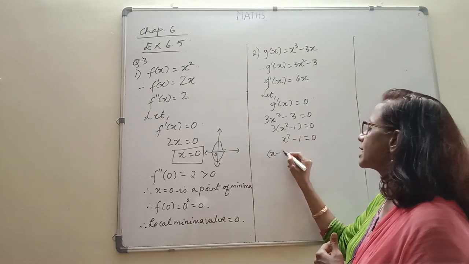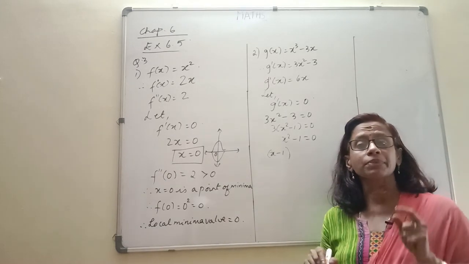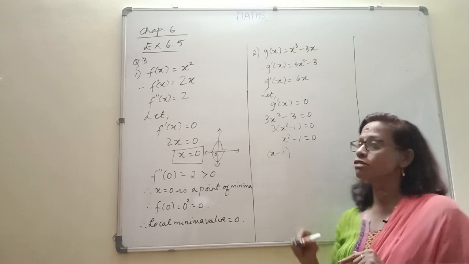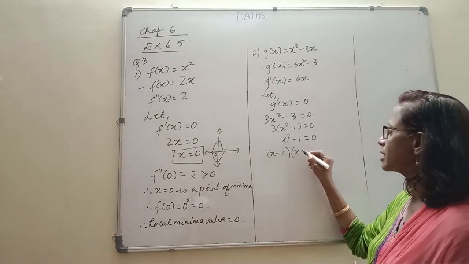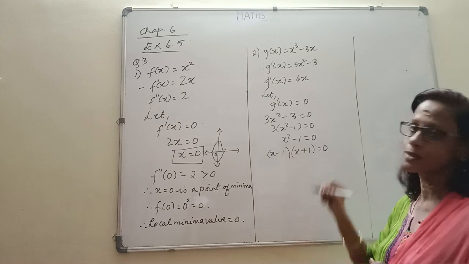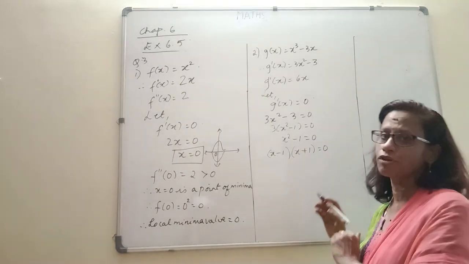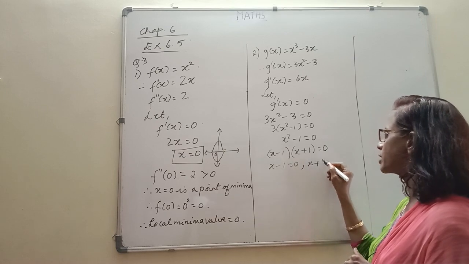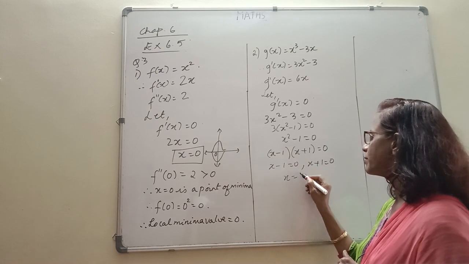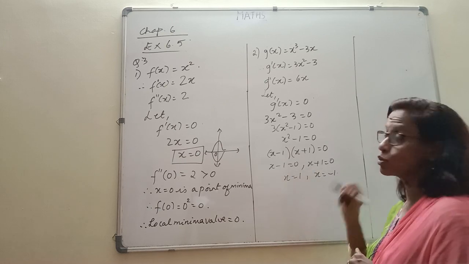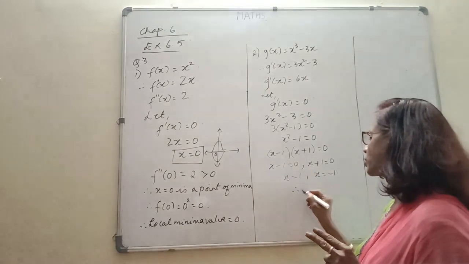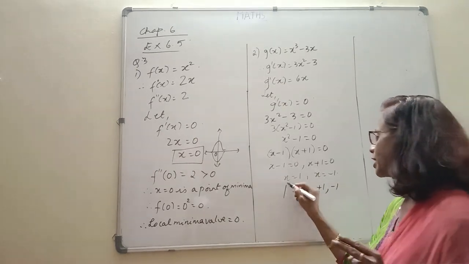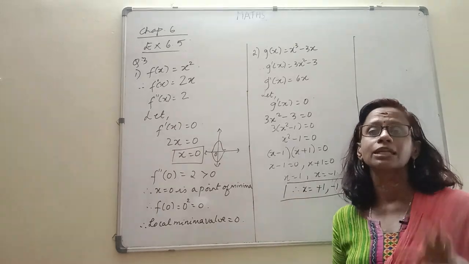This x squared minus 1 is of the type a squared minus b squared. So you can factorize it as a minus b into a plus b. So writing x squared minus 1 is as good as writing x minus 1 times x plus 1. And then each of them is 0. So when x minus 1 is 0 and x plus 1 is 0, then x can be 1 and x can be minus 1 also. So there are two values for x. Therefore the values of x are plus 1 and minus 1. Now what are these two values? These two values are the critical points.